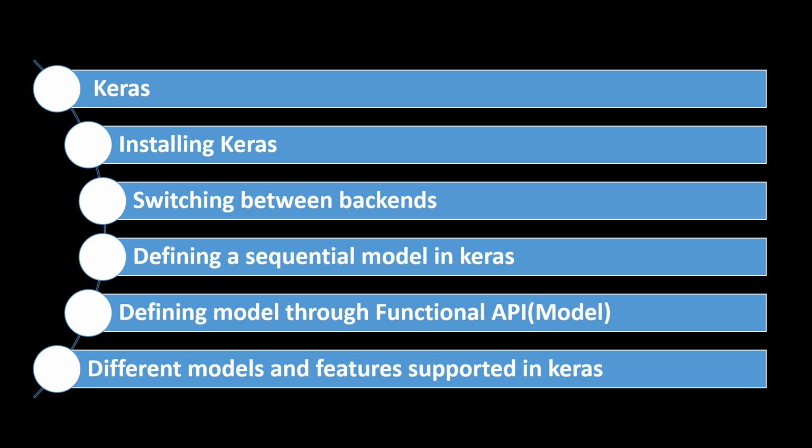So in this video, we are going to look at what Keras is, how we can install Keras, how we can switch between different backends, and how we can define the neural network model through the sequential model or through the functional API. And then we'll also look into different models supported in Keras and different functionality and features of Keras.